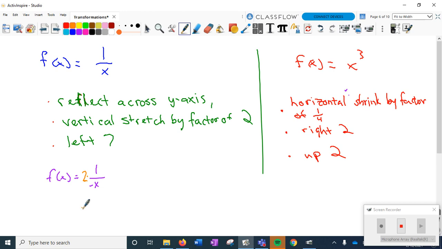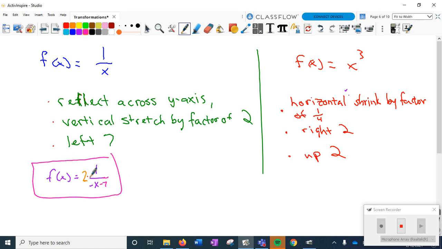Okay? And then left 7. Well, left is horizontal. Horizontal has to happen inside, so we're going to put minus 7 inside. But again, inside needs to be underneath that fraction bar. That's what's going to count as inside. Don't put it out here, because then that would mean down 7. Okay? So this is what we're looking for.